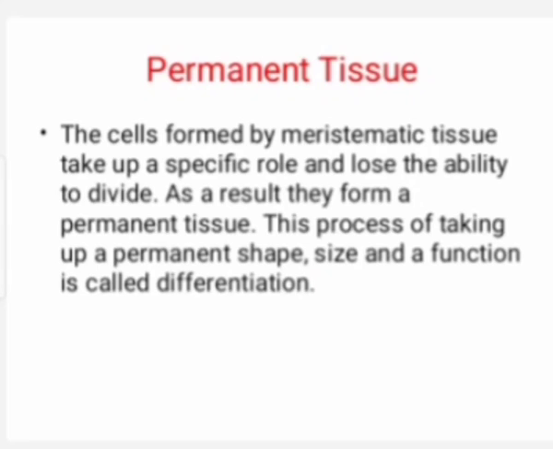Permanent tissue. The cells formed by meristematic tissue take up a specific role and lose the ability to divide. As a result, they form a permanent tissue. This process of taking up a permanent shape, size and function is called differentiation. What is differentiation? The process of taking up a permanent shape, size and a function is called differentiation.